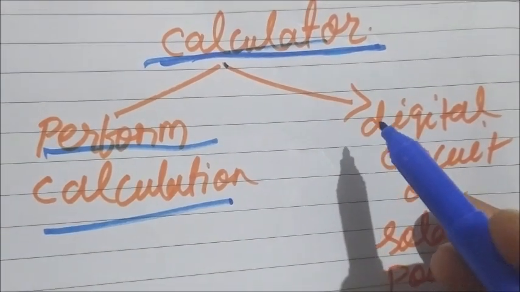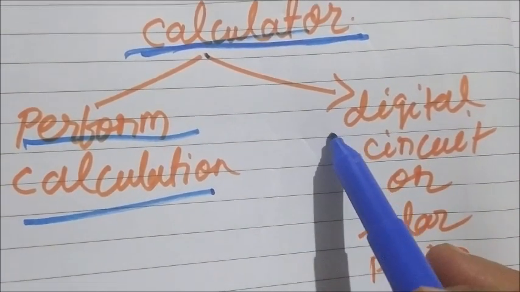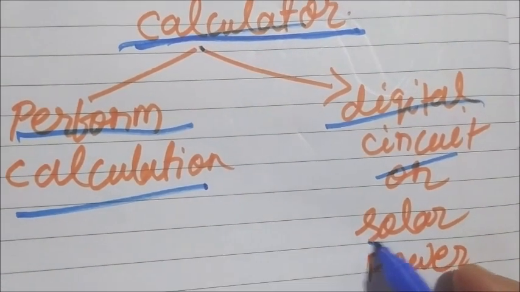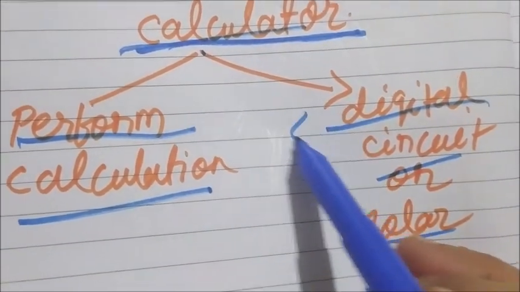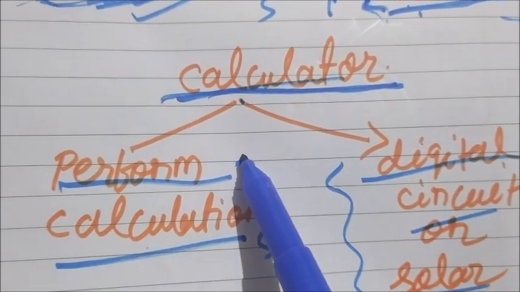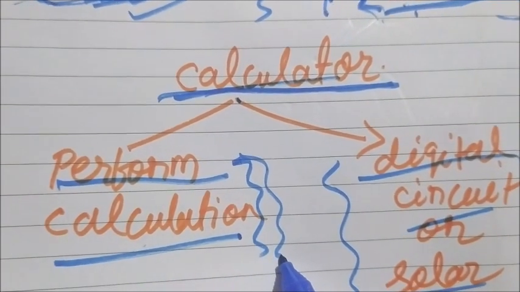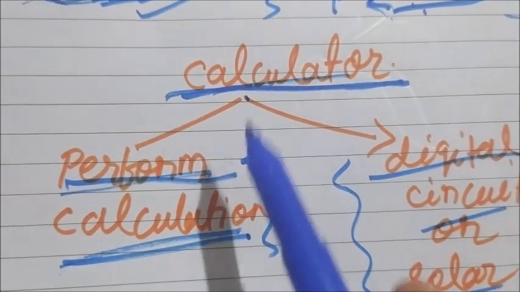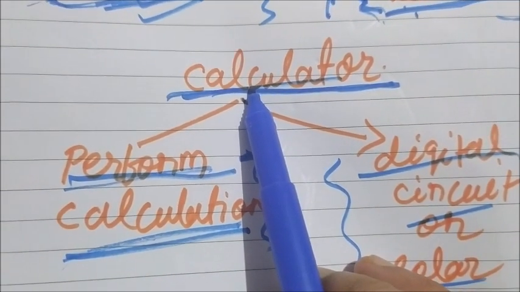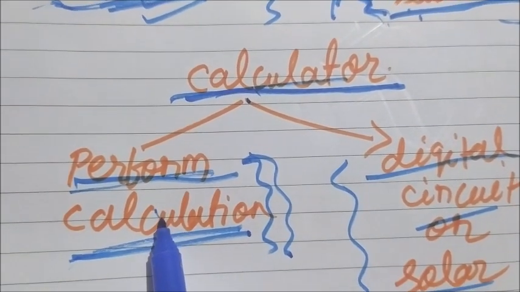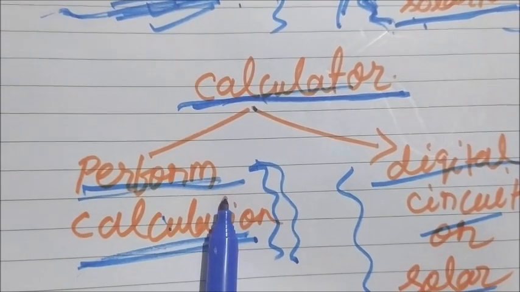And how does it do that? It has a digital circuit and a battery, or it works by solar power. It does the calculations. Okay. How does the abstraction work here? We only bother about the result produced by the calculator. Okay, what calculation is done by the calculator, what result it produced, that only we have to consider.